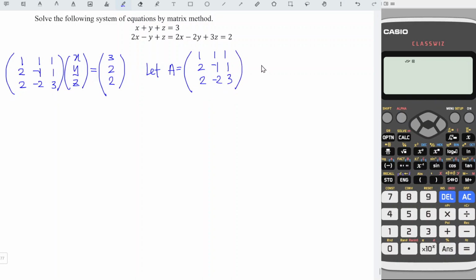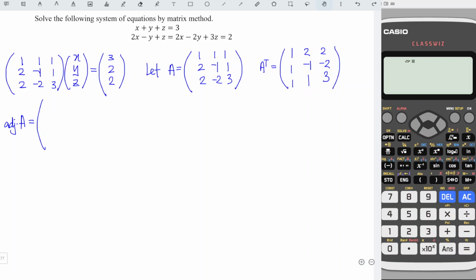First, what we have to do here is to obtain the transpose, which means that convert all the rows to the respective column. We have 1, 1, 1, 2, minus 1, 1, 2, minus 2, 3. Next is to obtain the adjoint matrix A, which means that we should determine the cofactor for each entry.